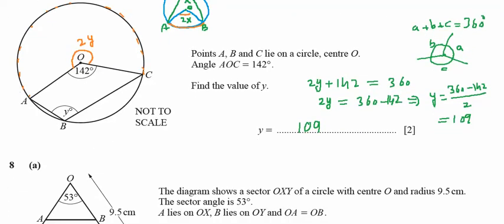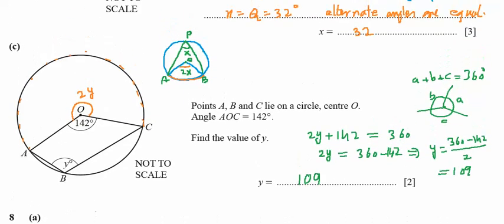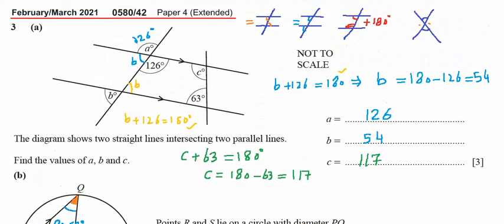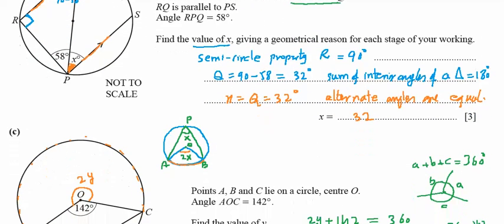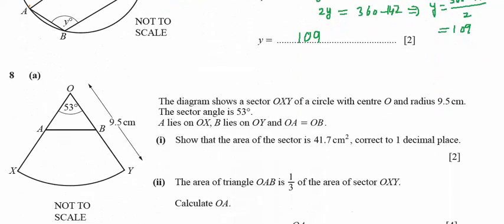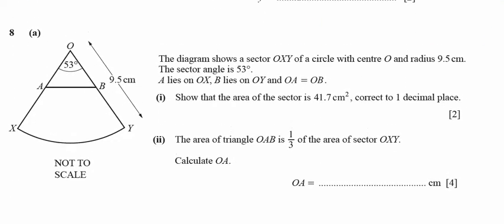Okay, now there is another question in the same year. If you remember, we are doing the paper February-March 2021, paper 4, variant 2. So question number 3 had these three parts, and now in the same paper we have question number 8. Okay, this is related to the sector.